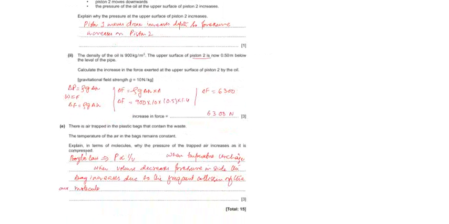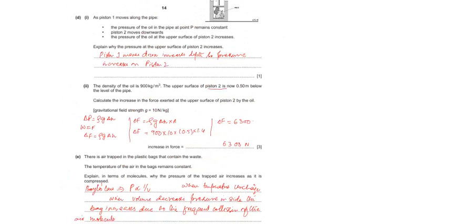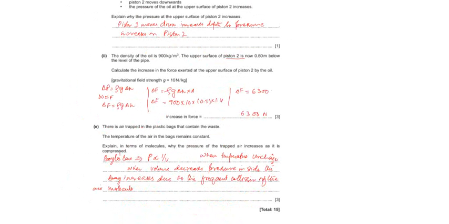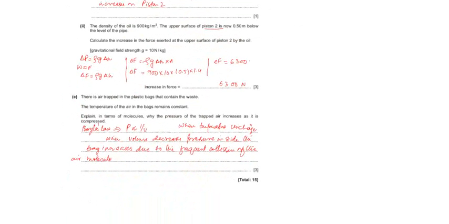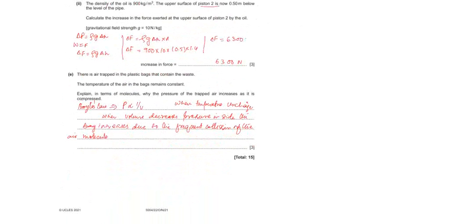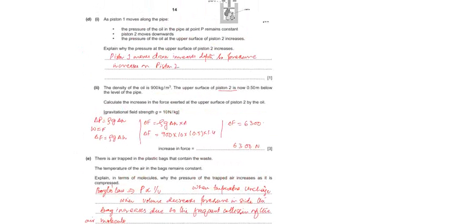The air is trapped in the bags that contain the waste. The temperature of the air in the bags remains constant. Explain in terms of molecules why the pressure of the trapped air increases as it is compressed. From Boyle's law, pressure and volume are inversely proportional, provided the temperature remains constant. So when the volume decreases, the pressure inside the bag increases due to more frequent collisions of the air molecules. This one has a straightforward answer, no big deal.